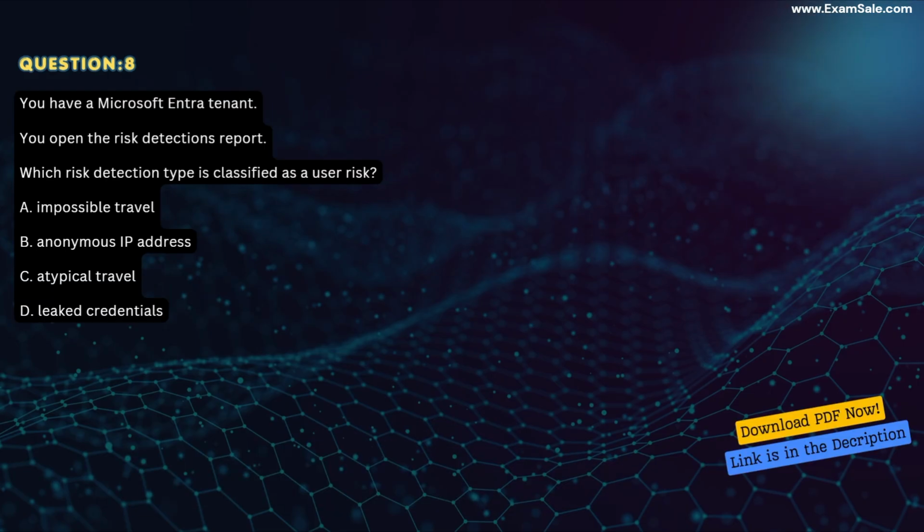Question 8. You have a Microsoft Entra tenant. You open the risk detections report. Which risk detection type is classified as a user risk? A. Impossible travel. B. Anonymous IP address. C. Atypical travel. D. Leaked credentials. Correct answer D. Leaked credentials.